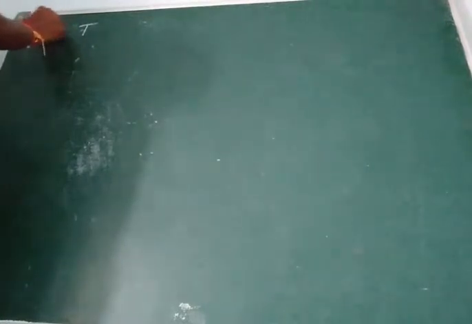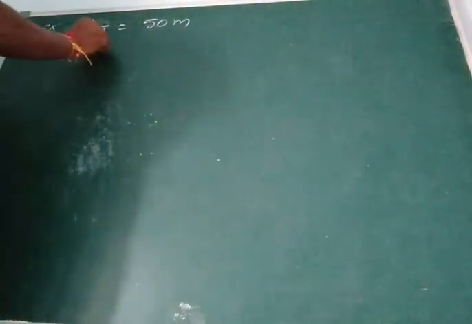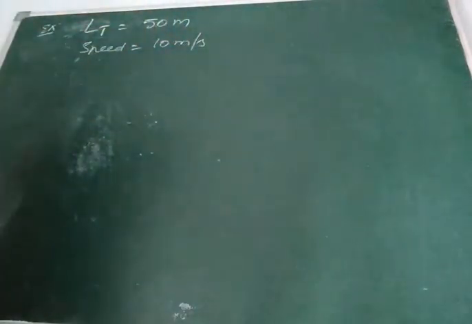Next problem, a train of length. So here I am directly writing the given data. A train of length 50 meters, the length of the train L_T is equal to 50 meters, is moving with a constant speed of 10 meters per second.